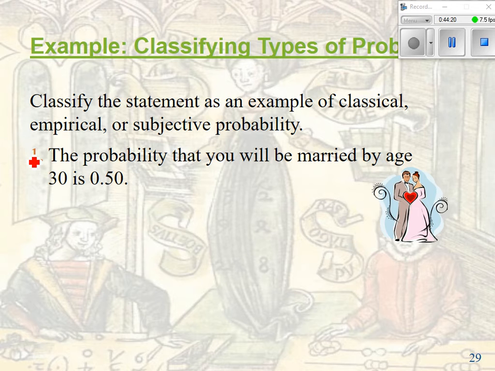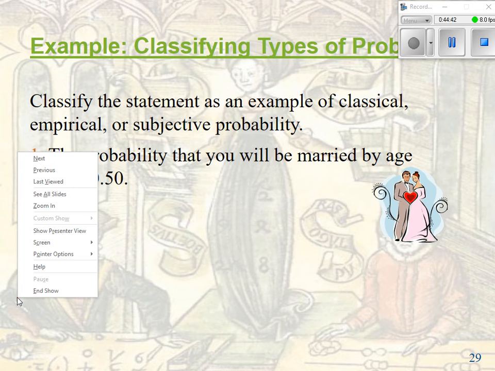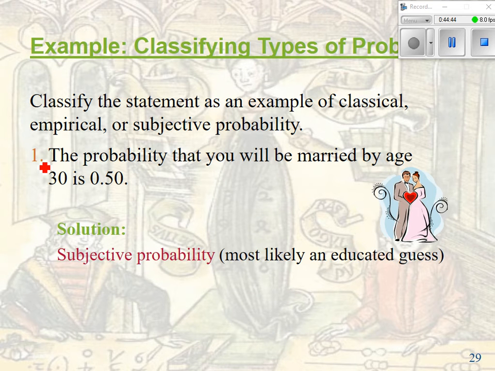Classify each statement as classical, empirical, or subjective. Probability that you will be married at age 30 is 0.50. Classical, empirical, or subjective? What do you think they did there? Make a guess. Empirical, maybe? Yeah. Do we know for sure when people are going to get married? No, so we're basing it off of what we think might occur, what's occurred in the past, maybe a little bit.